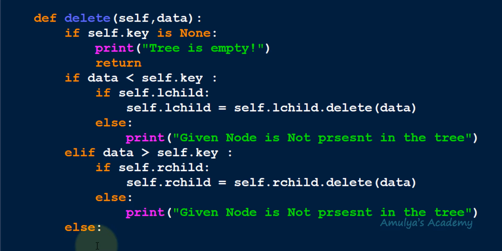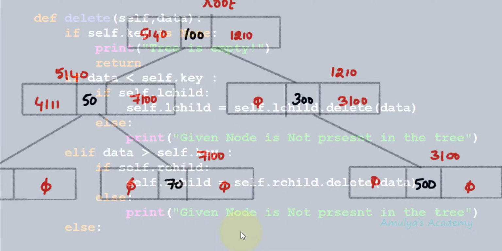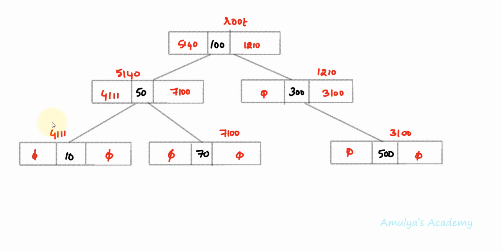And in the else part, what we need to do? Using this, we now found whether the given node is present in the tree. If it is present, where it is present. After performing this operation, now self will point to the given node, the node which I want to delete. For example, if I want to delete 10, now self will be pointing to here. This node is self now.